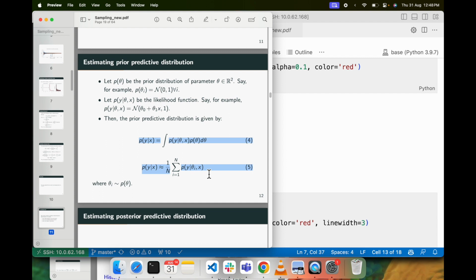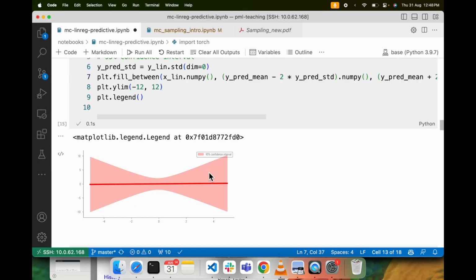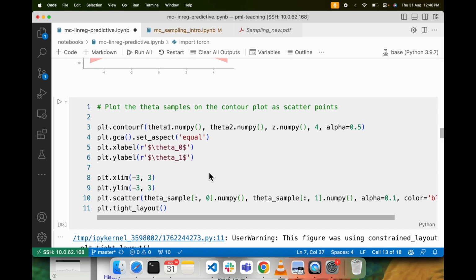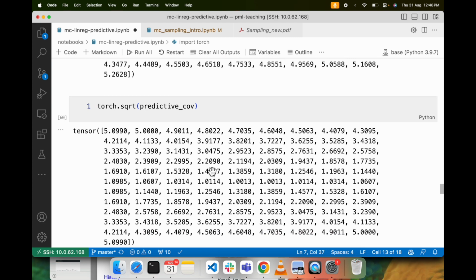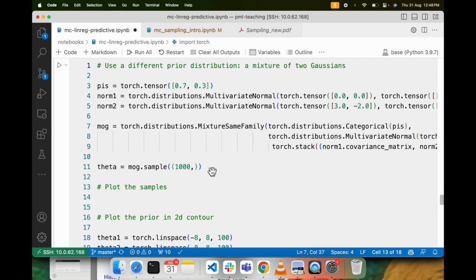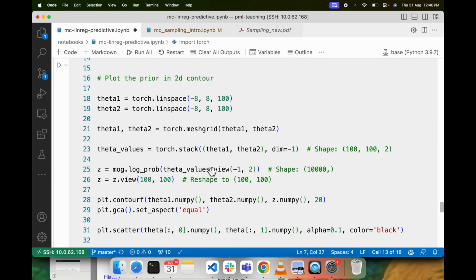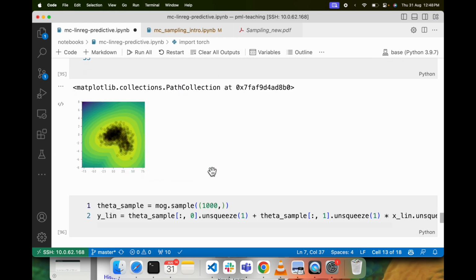This was prior predictive. If we had to do posterior predictive, we can change P of theta to P of theta given d. That is the only thing which will change. The other interesting thing is, this was a very simple example where we know the closed form. But what if my prior was a mixture of Gaussians, not a single Gaussian, which looks something like this now.